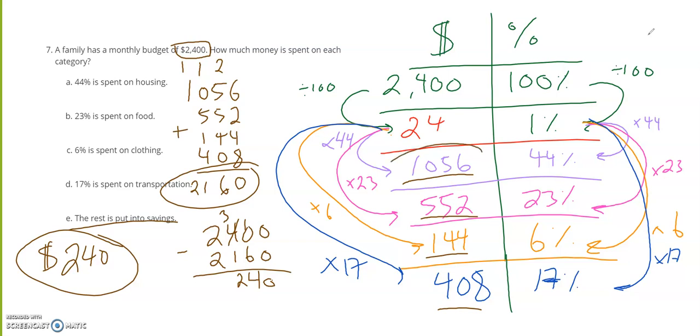So these are our solutions. $1,056, $552, $144, $408, and the rest is $240.